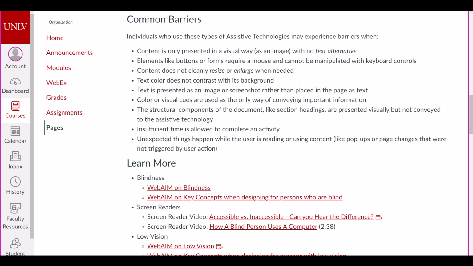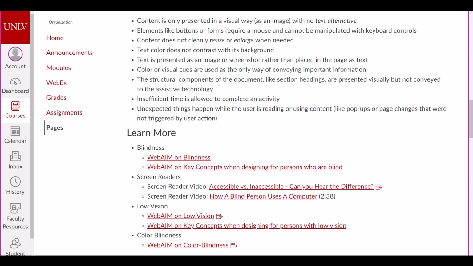Insufficient time is allowed to complete an activity. Unexpected things happen while the user is reading or using content, like pop-ups or page changes that were not triggered by user action. Here are additional resources available for a deeper dive.